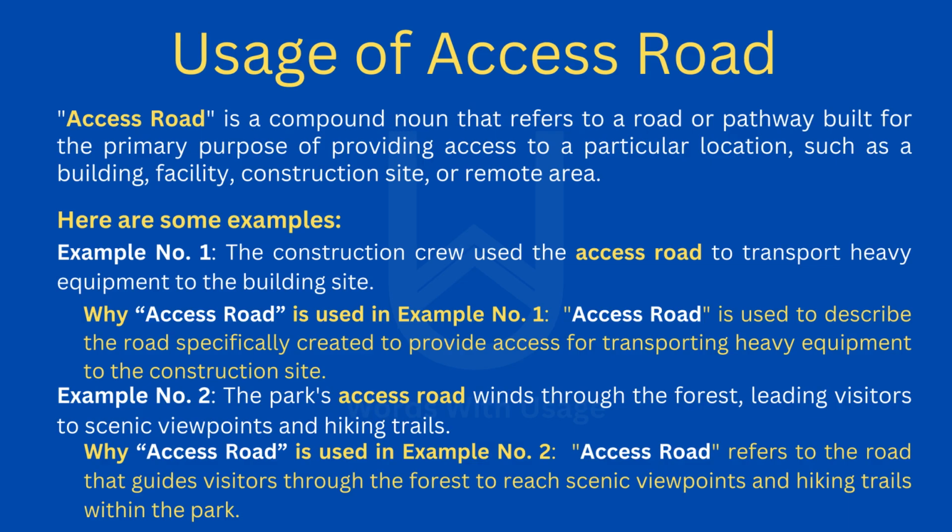Example number 2. The park's access road winds through the forest, leading visitors to scenic viewpoints and hiking trails. Why access road is used in example number 2. Access road refers to the road that guides visitors through the forest to reach scenic viewpoints and hiking trails within the park.